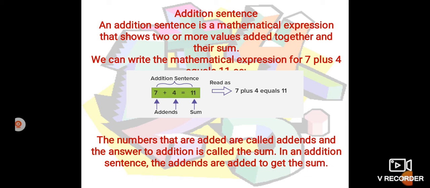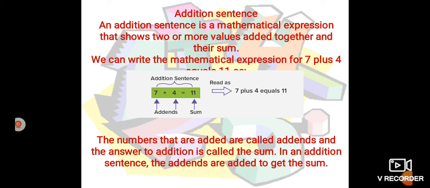So children, what have we come to know? The numbers which we are going to add can have any digits. They are said to be the addends. And the result or the outcome after addition is said to be the sum. So, what are we getting? As the sum, we are getting 7 plus 4 equal to 11.